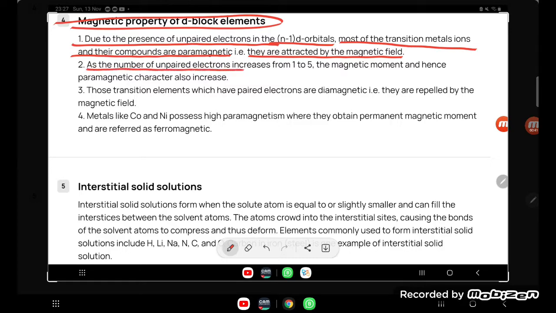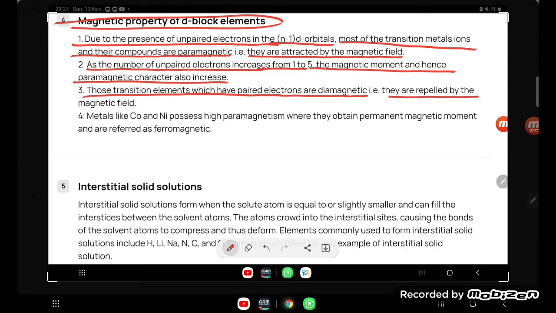As the number of unpaired electrons increases from 1 to 5, the magnetic moment and hence the paramagnetic character also increases. So up to manganese, that is increasing. Those transition elements which have paired electrons are diamagnetic; they are repelled by the magnetic field. That is, the answer is zinc.